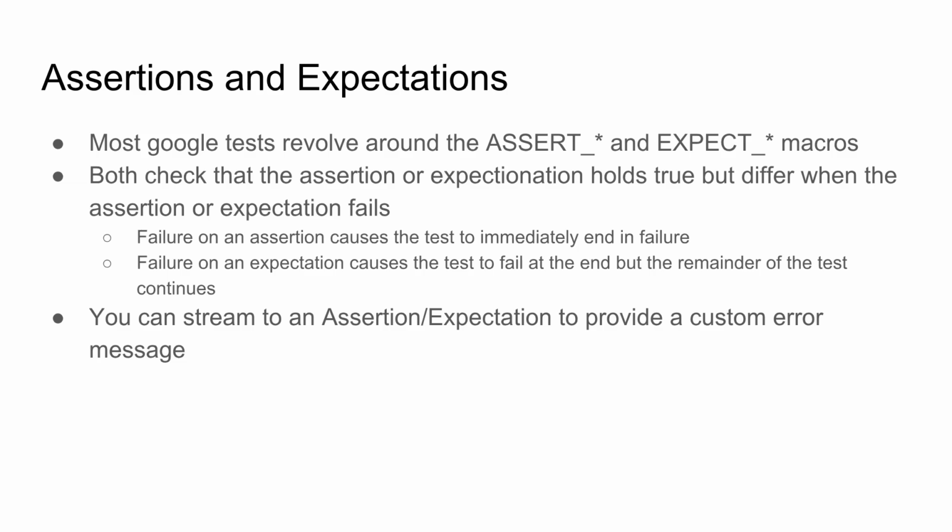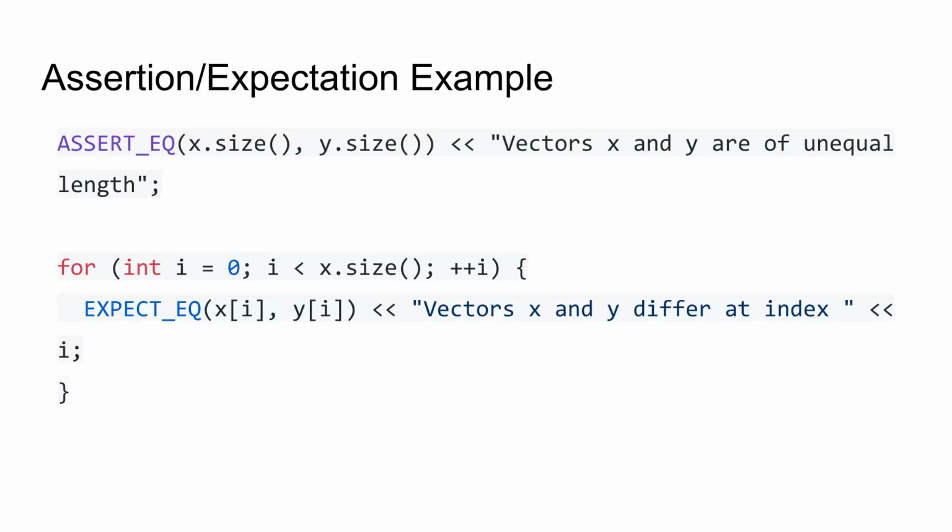The difference between assert and expect is what happens on failure. When you assert and the assert isn't valid, it returns false on that check that you were doing, it will kill the test. On expect, the test will still fail, but the remainder of the code will still run. You can also stream output to an assertion or expectation to provide a custom error message along with that failure.